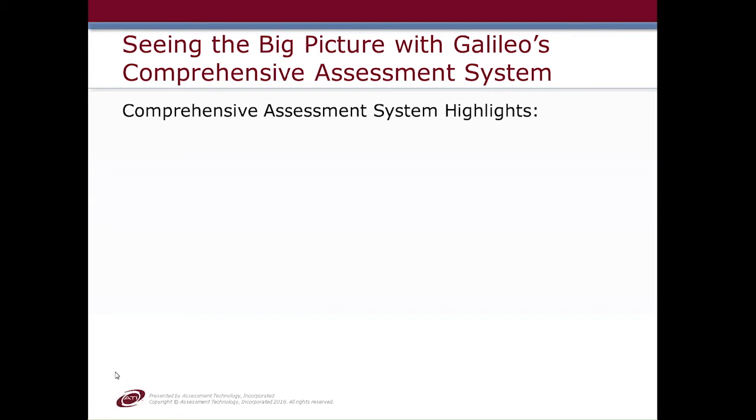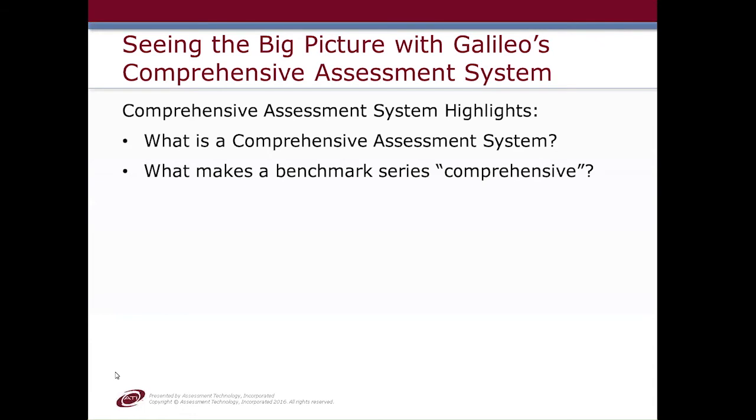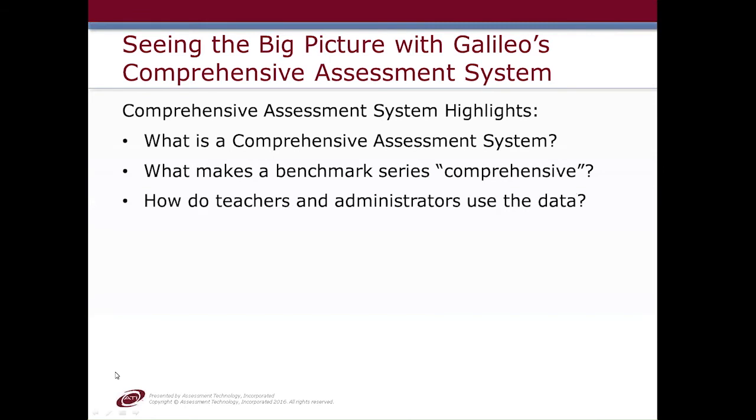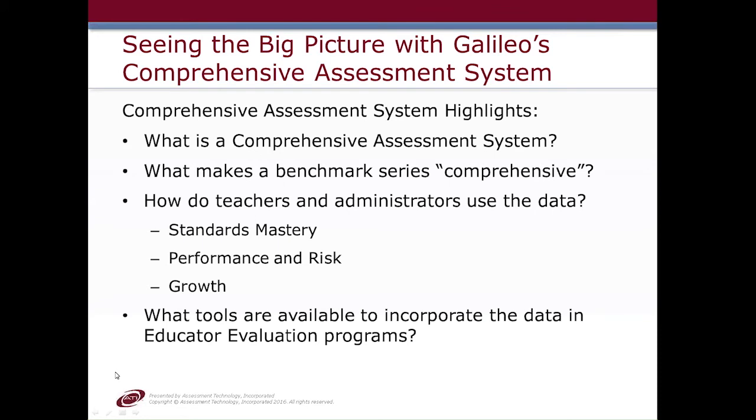So we can do that with a comprehensive assessment system, which Galileo can provide for you. First, I'll talk about what makes an assessment system comprehensive, what makes a benchmark series comprehensive. I'll show you reports that both teachers and administrators use to learn about students' standard mastery, performance and risk, growth, and then I'll demonstrate just a few of the features and tools Galileo provides to administrators to help integrate your educator evaluation tools with the Galileo data.